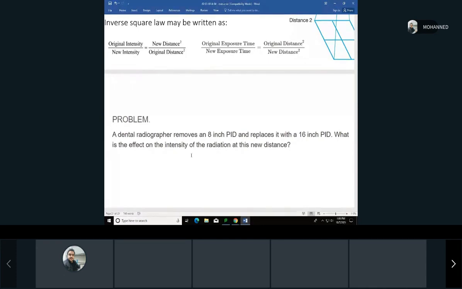So the new intensity is 64? No? Okay, hold on. So we said this would be the old intensity, the new intensity, the original. That's the original. So we say if the original was 1, right? What will be the new one?